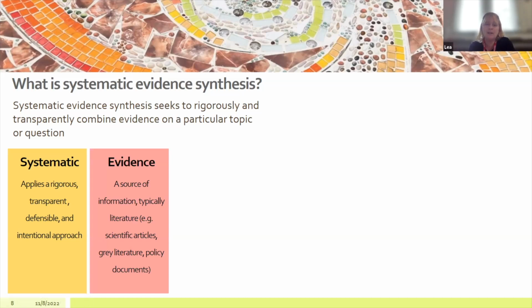Evidence. We typically think of evidence as the peer-reviewed literature, but really evidence can be many different forms: scientific articles, gray literature, policy documents. While I'm not going to talk about non-literature evidence, you can combine systematic evidence synthesis with expert elicitation, workshops, and other approaches where you think there's evidence that's not in the literature. What I'm talking about today is really talking you through what to do with the literature, but it can be combined with other forms of evidence.